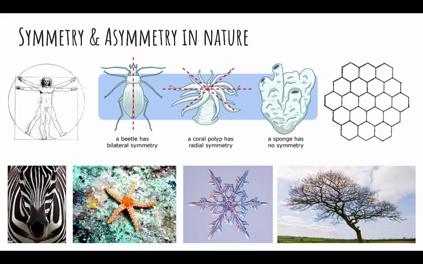Here we can see some symmetry and asymmetry in nature. A lot of things in nature are sort of designed with bilateral symmetry. Most animals have some sort of bilateral symmetry, as we can see with the zebra, person, and a beetle. Coral polyp and a starfish and snowflake all have some form of radial symmetry. And then we can see a sponge and a tree here with asymmetry. And then, of course, a honeycomb, which would be crystallographic symmetry. So we can see that there are plenty of symmetry and asymmetry examples in nature.